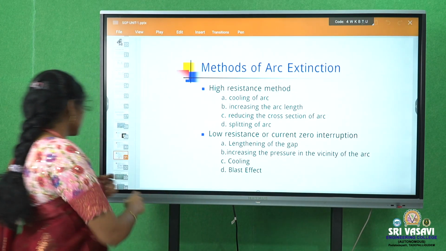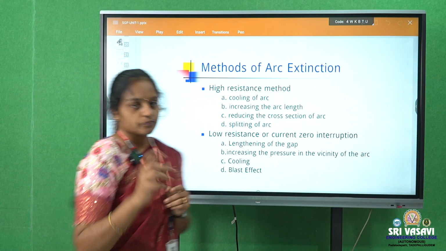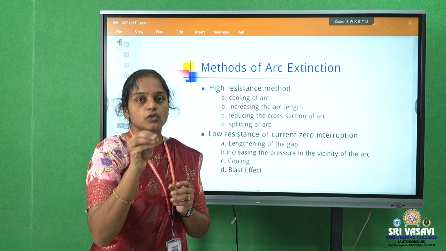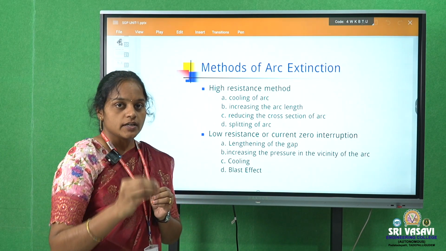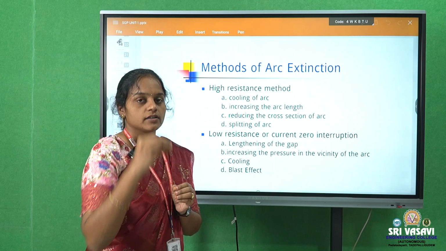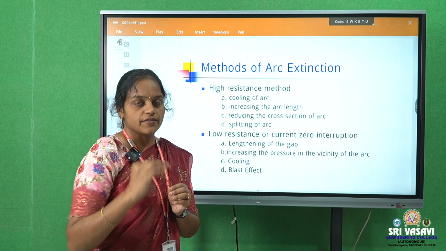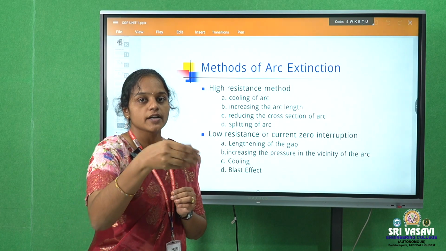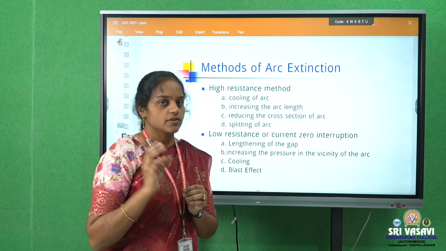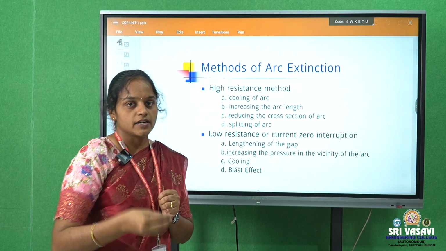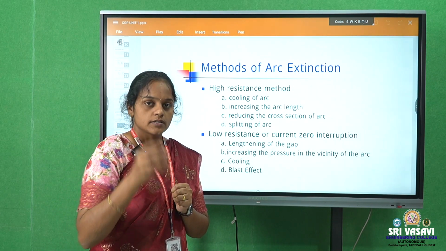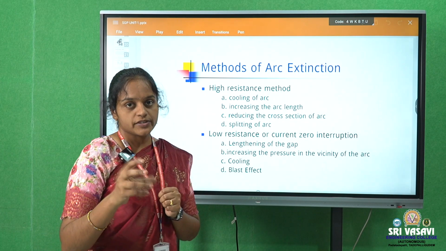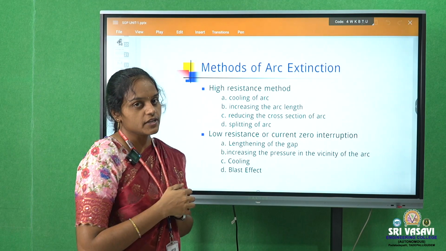One is the high resistance method and another one is the low resistance method. In the high resistance method, the resistance of the arc or the length of the arc should be increased to weaken the arc. So the arc resistance will be increased. Whenever arc resistance is increased, the current flowing between the fixed contact and moving contact will be decreased. Then the arc will be extinguished. This high resistance method uses some oil or some pressurized air passing between the two contacts. We can extinguish the arc.